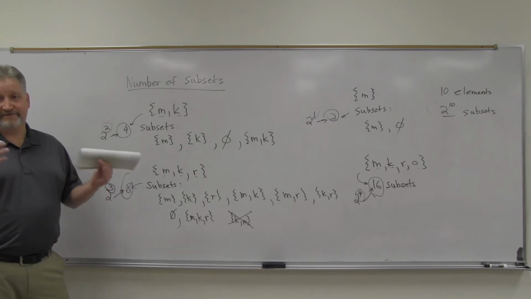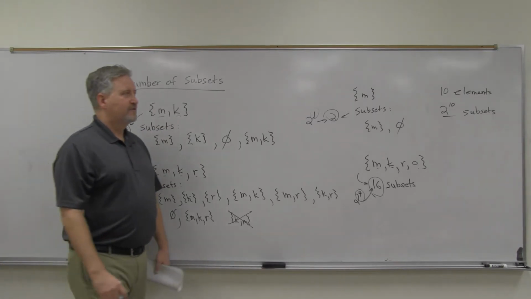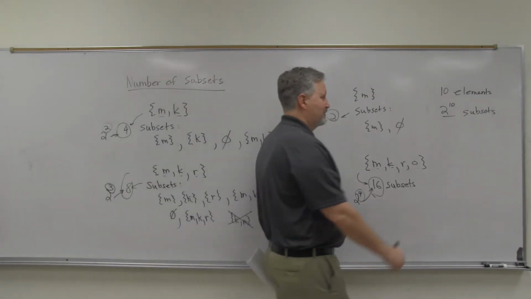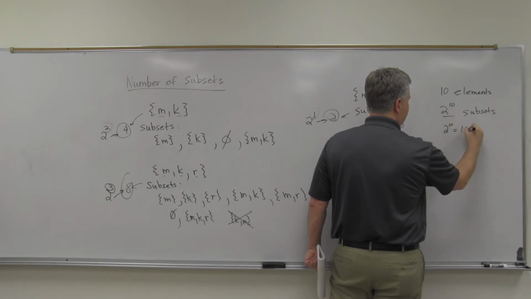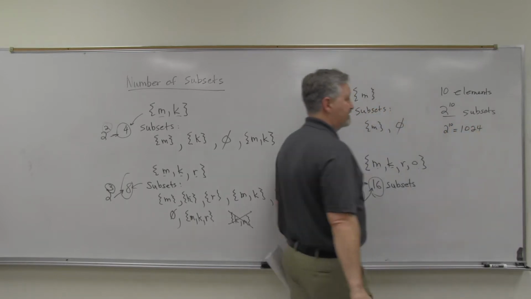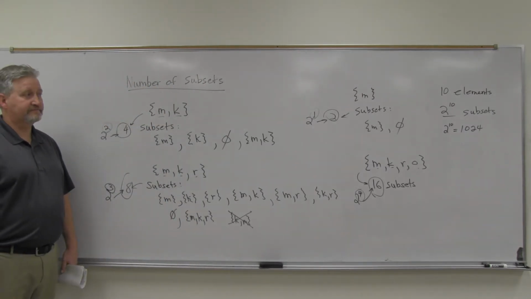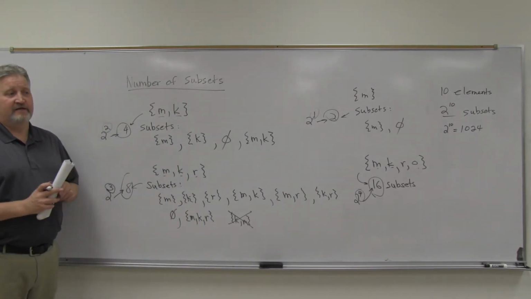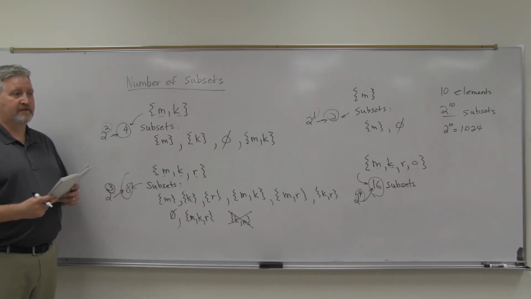Yeah, it's doubling, so it's getting large quite fast, because 2 to the 10th is not 20. What is 2 to the 10th power? 1,024. There's 1,024 subsets that we could put up here if we had 10 elements. Okay?